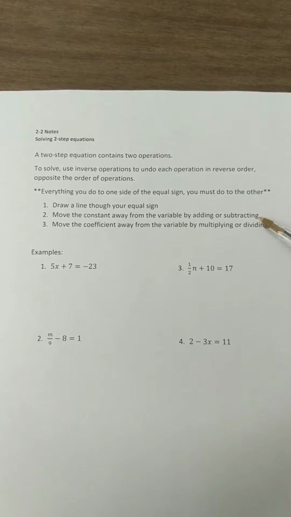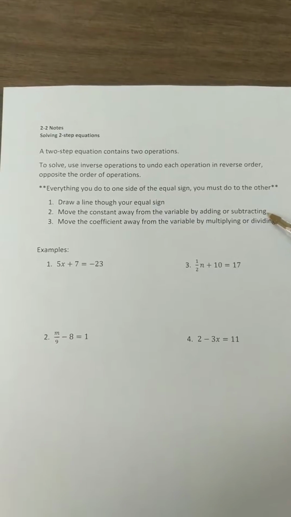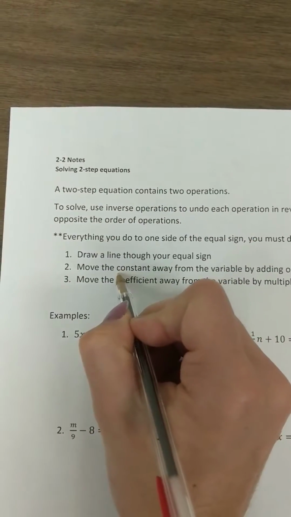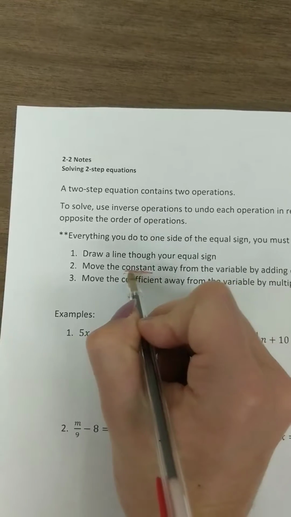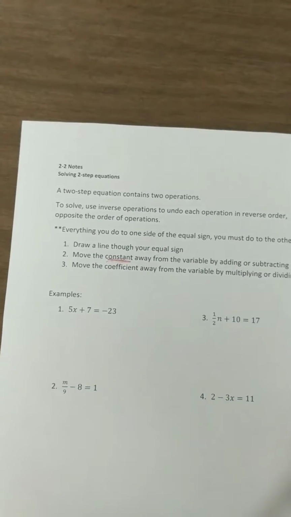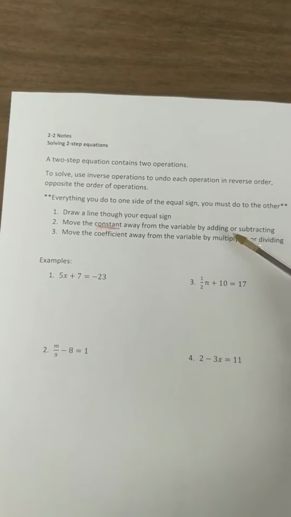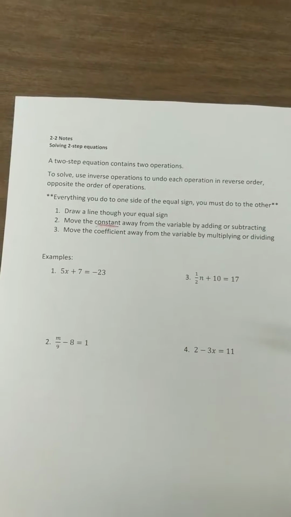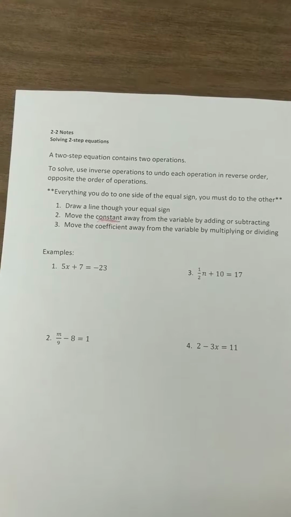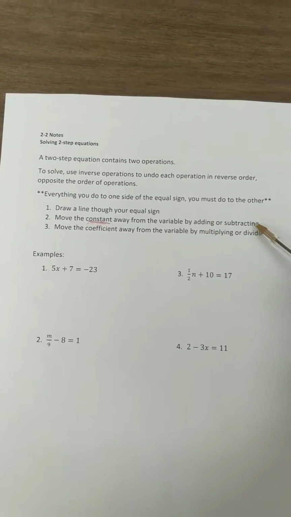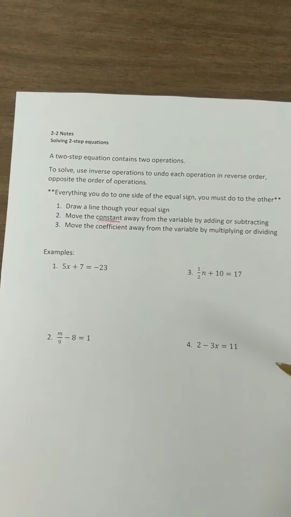Then we're going to move the constant away from the variable by adding or subtracting. So remember the constant you learned in Unit 1. The constant is the number that's not attached to the variable. So we're going to move that constant by either adding or subtracting. We'll identify which one we have and do the opposite. So if we have addition, we're going to subtract. If we have subtraction, we're going to add.